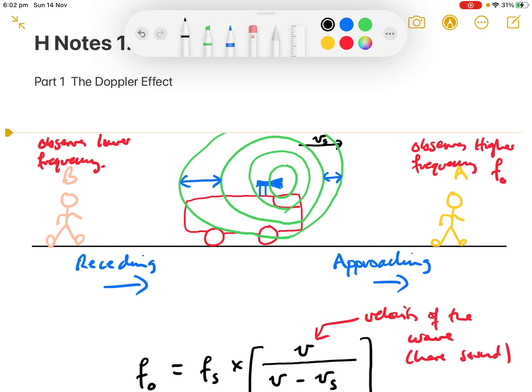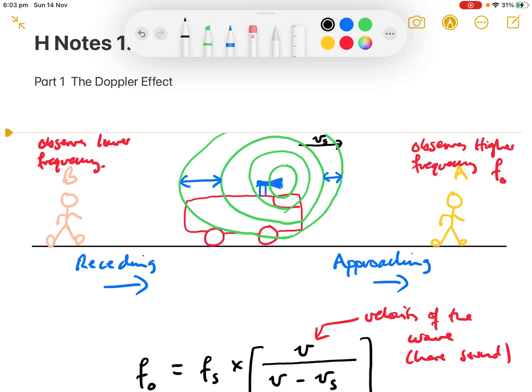Now, simultaneously, observer B, who is standing behind the fire engine, sees the source moving away from him. That has the effect of stretching the wavelength out and making it bigger. A bigger wavelength, of course, means a smaller frequency. Frequency in a sound wave means pitch. So he's going to hear a reduced pitch, or a lower frequency sound, than he would have had the fire engine been stationary. We see that the fire engine is receding from him, moving away from him.